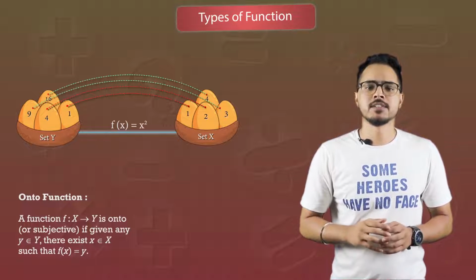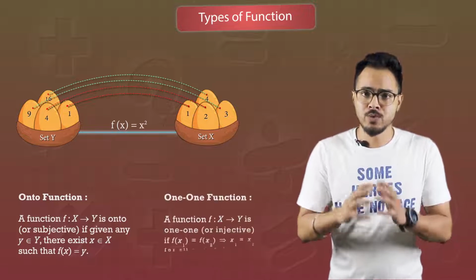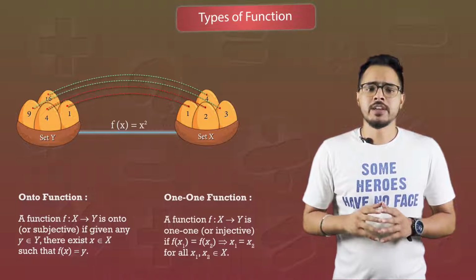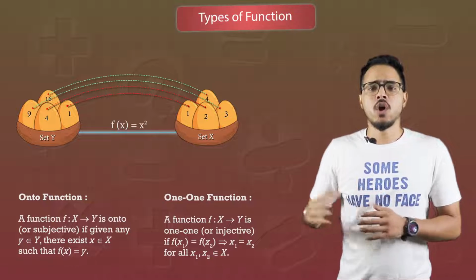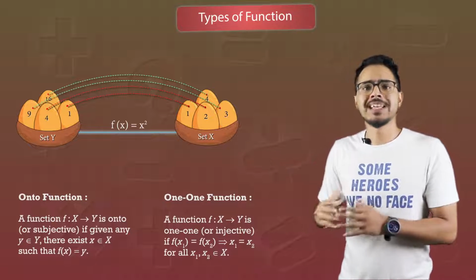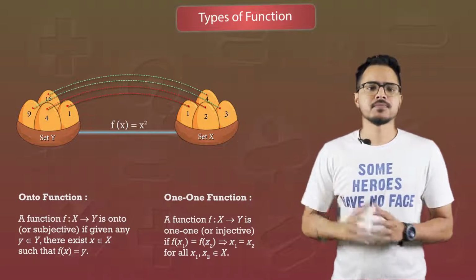Those kind of functions are known as one-to-one functions, where every element in set y has only one element, or only one pre-image, in set x.